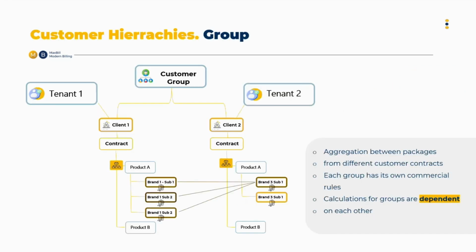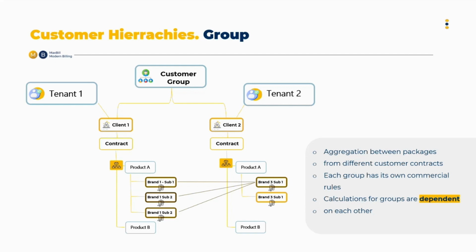Now let's look at a more advanced structure, the group scenario. Here, we introduce a customer group layer above individual clients. For example, Tenant 1 and Tenant 2 each have their own clients and contracts, with products and packages configured independently. However, in this model, revenue from different contracts, even across tenants, can be aggregated before applying final commercial rules. This is important when agreements are signed at group level rather than per contract.